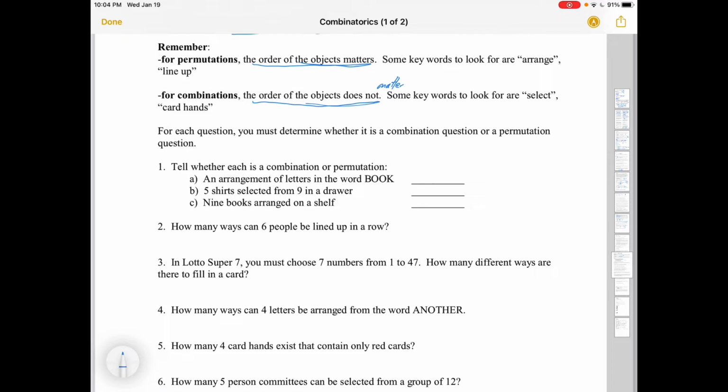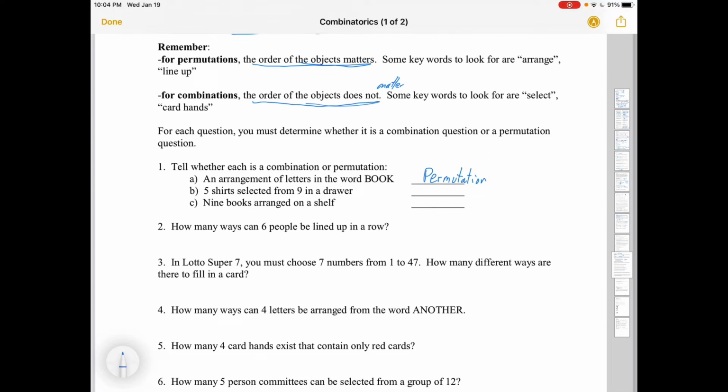An arrangement of letters in the word book. Well, in letters, order matters, so this is a permutation. And because there are identical objects, it's actually a kind of permutation that we haven't dealt with, but I'll tack something at the end of this counting set of videos that will give you some insight into that.